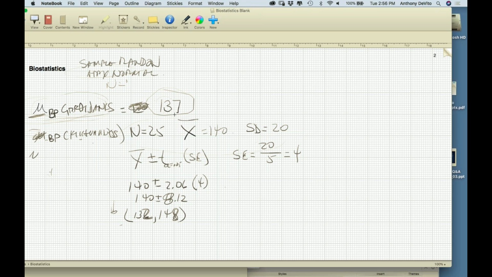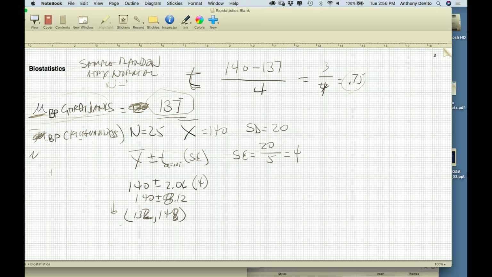So I'm going to take the mean of 137, and I'm going to compare it to the mean for the Chihuahuas, which was 140. So 140 minus 137, the difference between them is 3, right? And I'm going to divide that by the standard error for the Chihuahuas. What was the standard error for Chihuahuas? It was 4, right? So how many standard errors are these apart? These are 3 over 4. They're 0.75 standard errors apart. In other words, the t-value, the number of t's or z's apart that they are, is 0.75.